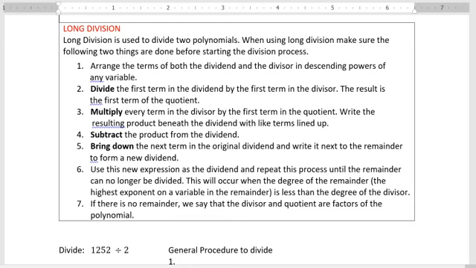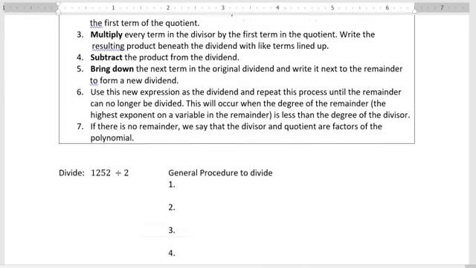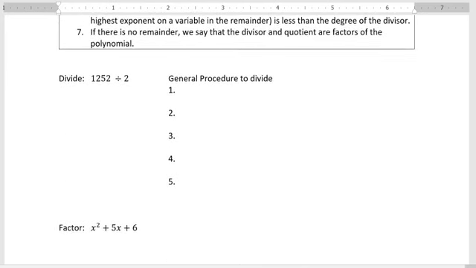So first you want to arrange the terms of both the dividend and the divisor in descending powers. Then we're going to divide the first term of the dividend by the first term of the divisor. Then we're going to multiply, subtract, and bring down our remainder. So it's really a lot like the same procedures we take when dividing a number by another number.